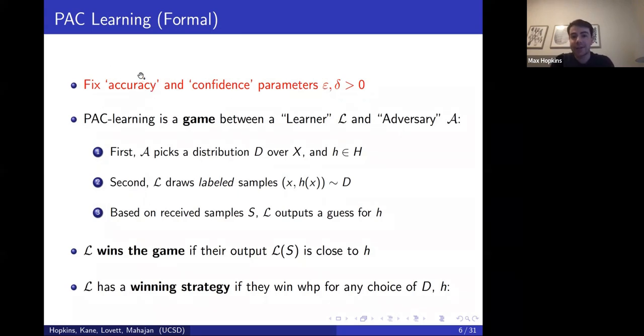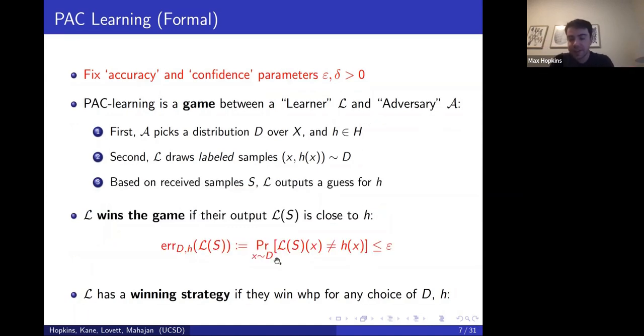Epsilon is called the accuracy parameter, and this basically controls the definition of winning the game, of how close L(S) has to be to h to be considered a win for the learner. In particular, we'll say the learner wins the game if their output L(S) has error less than or equal to epsilon.